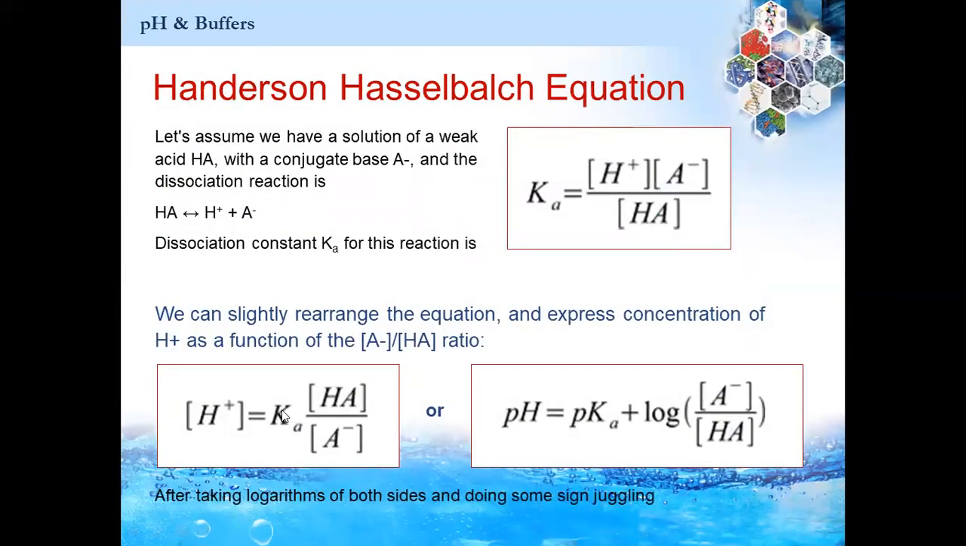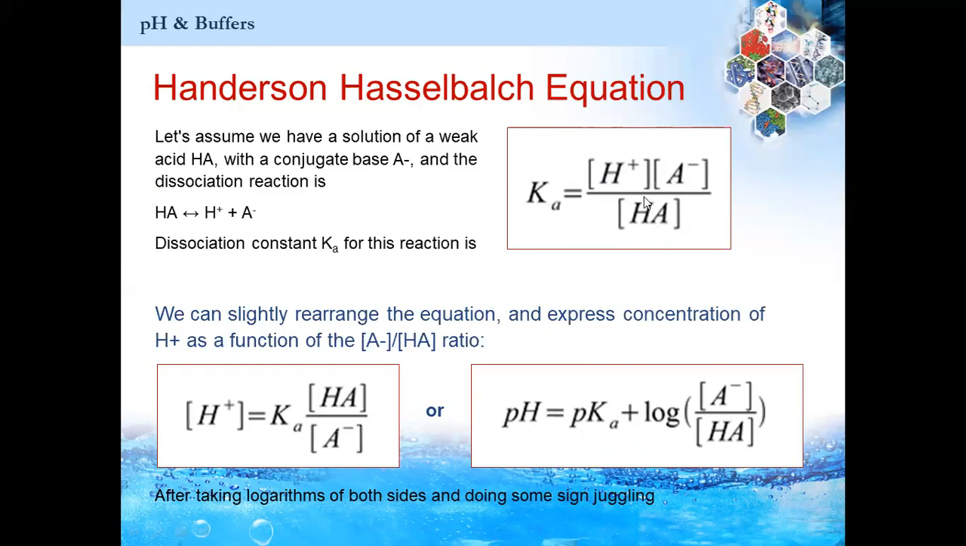Coming to the Henderson-Hasselbalch equation. Now, let us assume we have a solution of weak acid, say HA, with a conjugate base A minus, and the dissociation reaction for this is given by this equation. HA dissociates as H plus and A minus. So the dissociation constant Ka for this reaction is given as follows. Ka becomes equal to the product of concentrations of H plus and A minus divided by the concentration of weak acid.